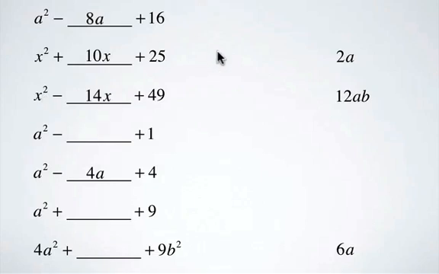10x goes here, because the square root of 25 is 5, times 2 is 10. Our x comes from the square root of the first term. 6a goes here, because the square root of 9 is 3, times 2 is 6, and then we add the square root of the first term, a.